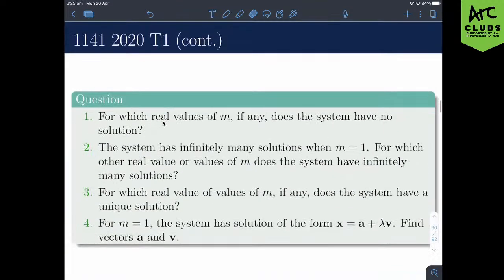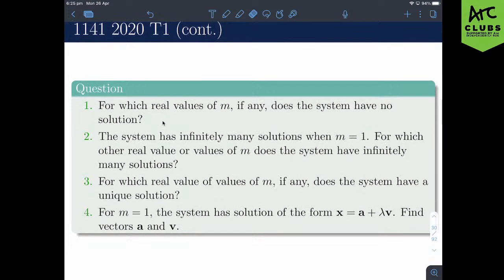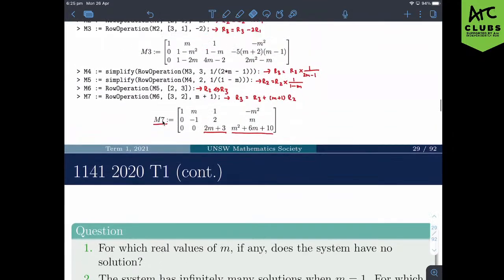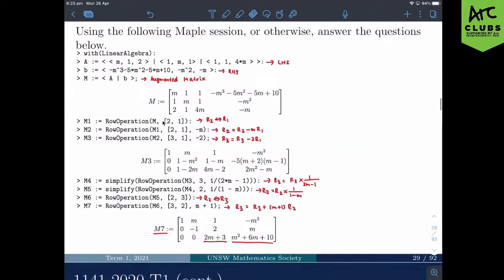Next, the question asks, the system has infinitely many solutions when m is equal to 1. For which other real value or values of m does the system have infinitely many solutions? And you might look at this thinking, how am I supposed to figure that out? Because clearly, from this row, this is the only row that we can really work with, right? And we found that when this is equal to 0, this is non-zero. So how do they find that case when m is equal to 1?